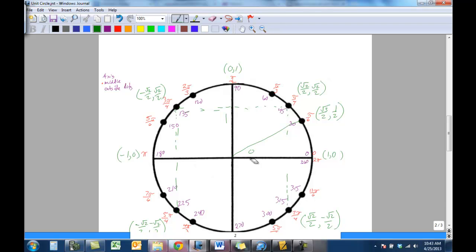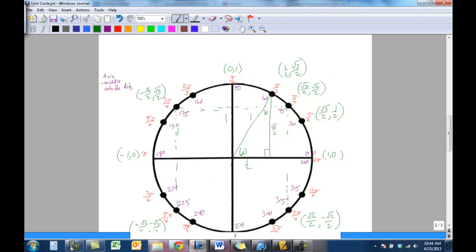All right, now 60. This 60 degrees, if I did this, this is 60, this is 30, this is still 1. Which means now that this is 1/2, this is √3 divided by 2, so the coordinates of this point are the reverse, 1/2, comma, √3 divided by 2.